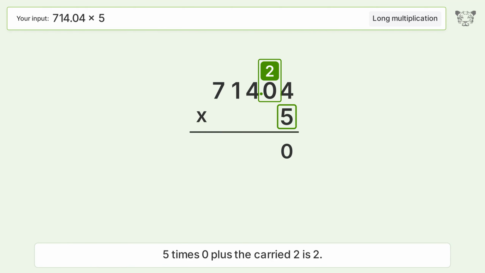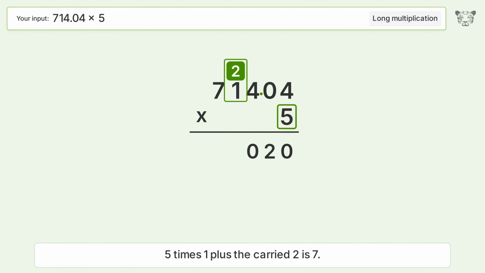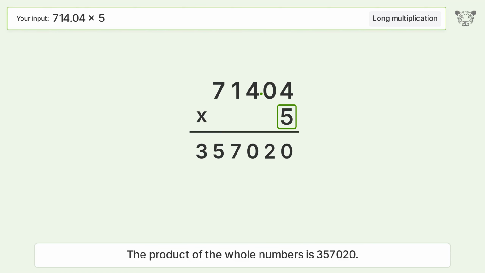5 times 0 plus the carried 2 is 2. 5 times 4 is 20. Put 0 in this column and carry 2. 5 times 1 plus the carried 2 is 7. 5 times 7 is 35. The product of the whole numbers is 357,020.